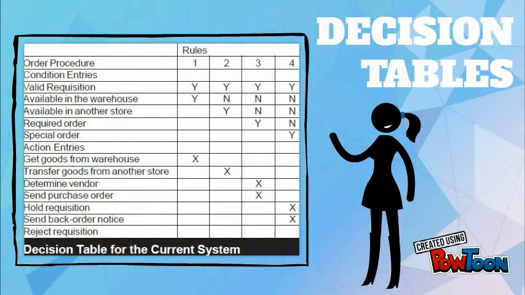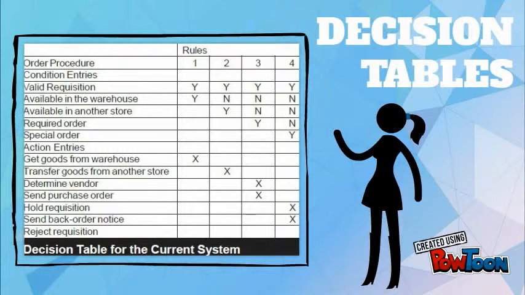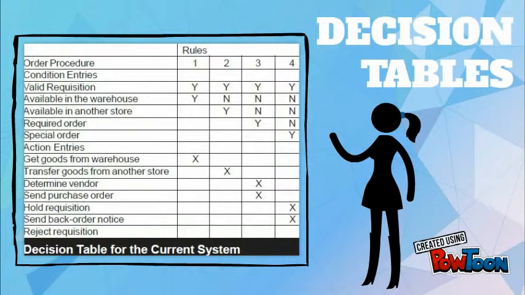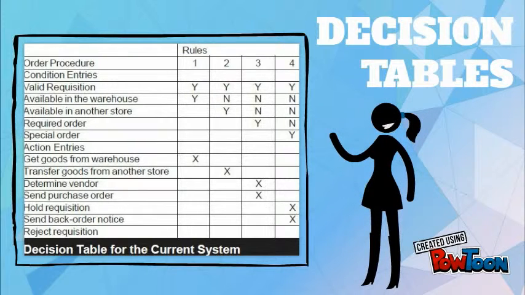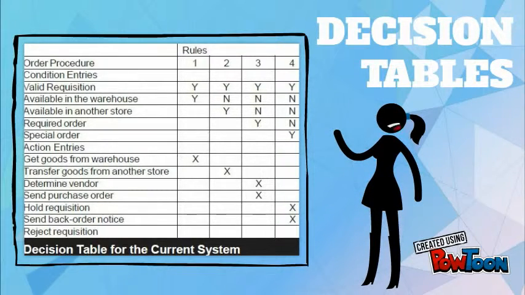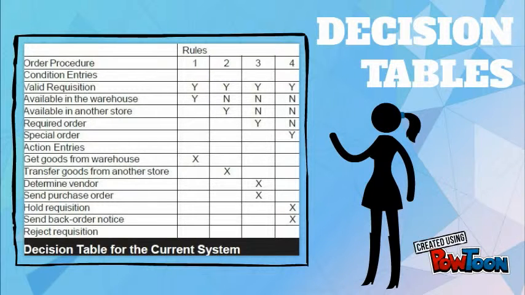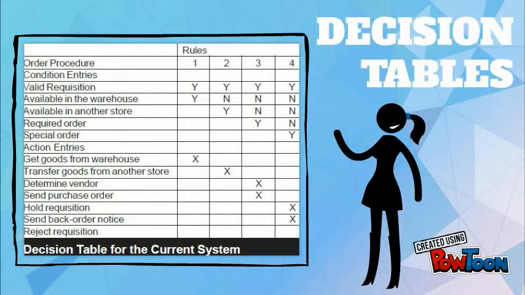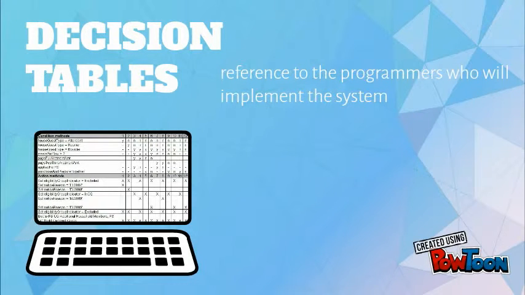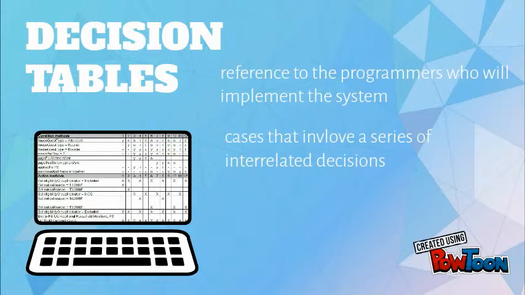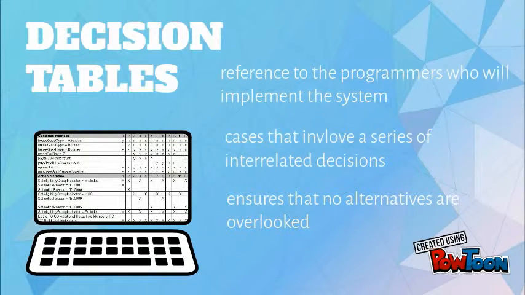The second tool is the decision table, which is also known as the decision logic table. It is a standard table of logical decisions that must be made regarding potential conditions in a given system. It is a structured exercise to formulate requirements when dealing with complex business rules. Decision tables are useful references to the programmers who will implement the system. Useful in cases that involve a series of interrelated decisions, and lastly, it ensures that no alternatives are overlooked.